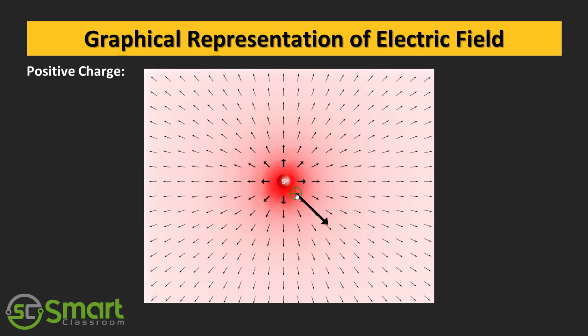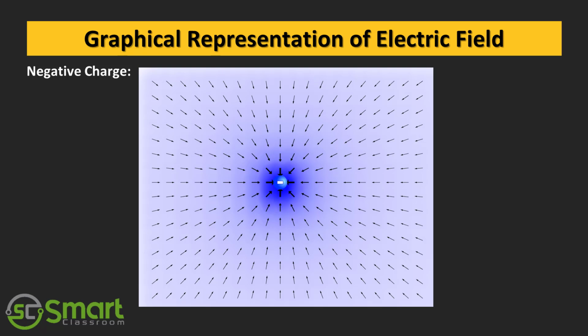Very close to the charge, the arrows are larger, and if I move away from the charge, the length is reducing. The direction of the field vectors tells you in which direction the force will be if it is a positive test charge, and the length of the vector gives you an idea of the magnitude of the electric field.